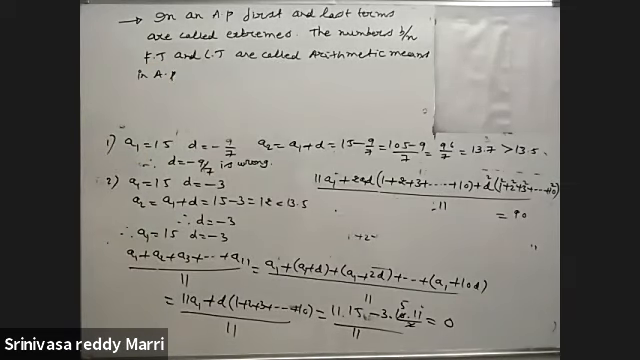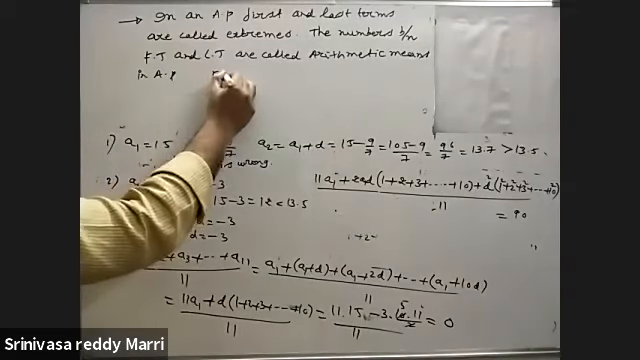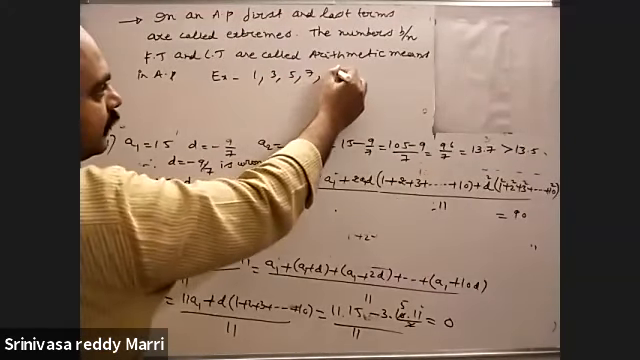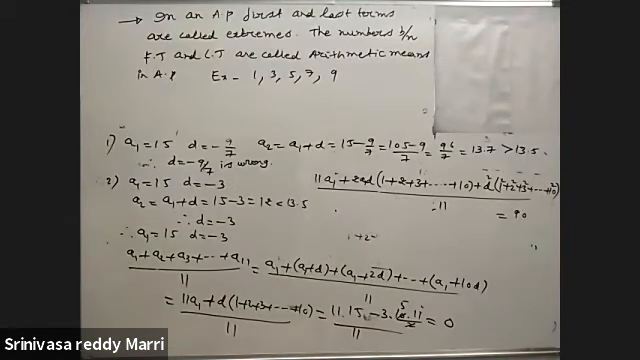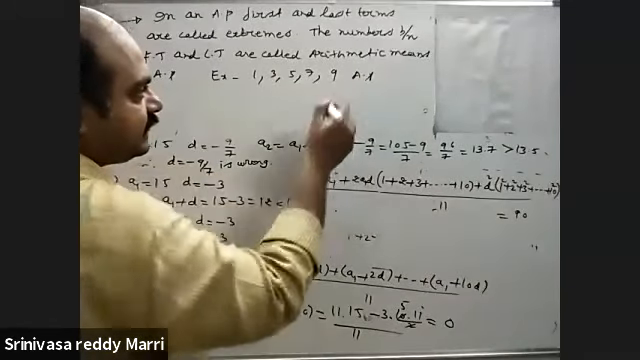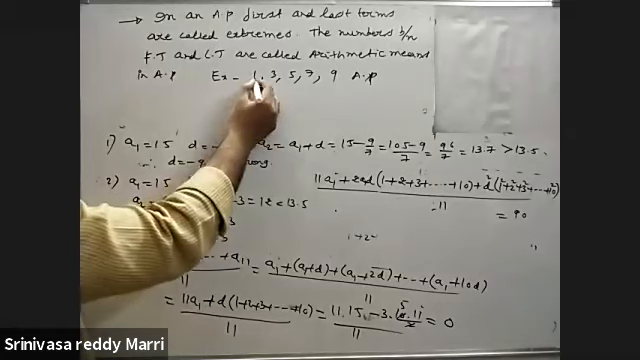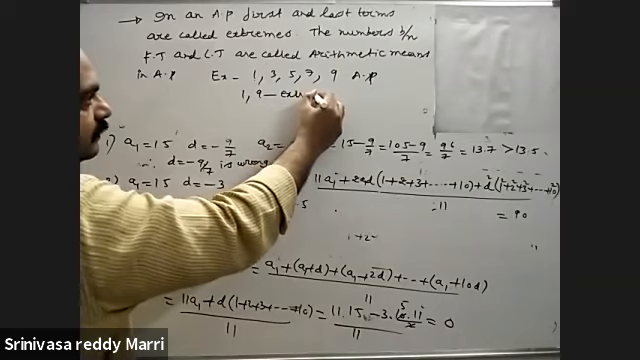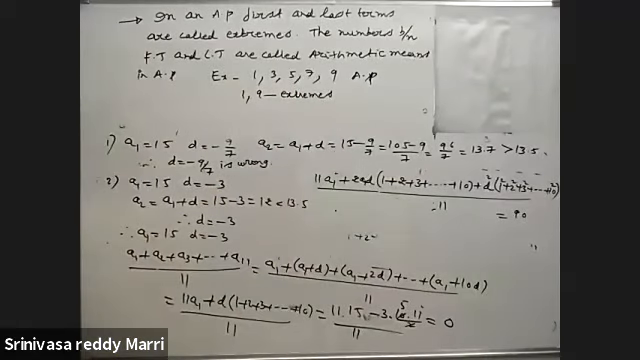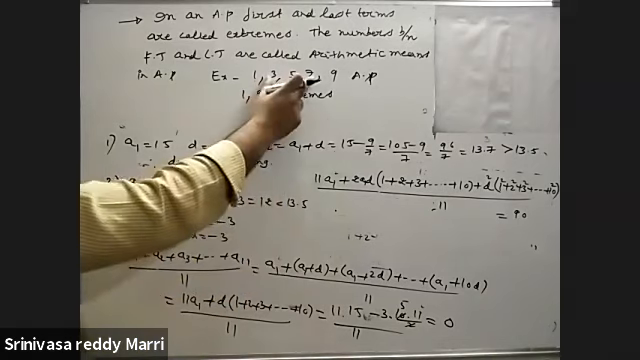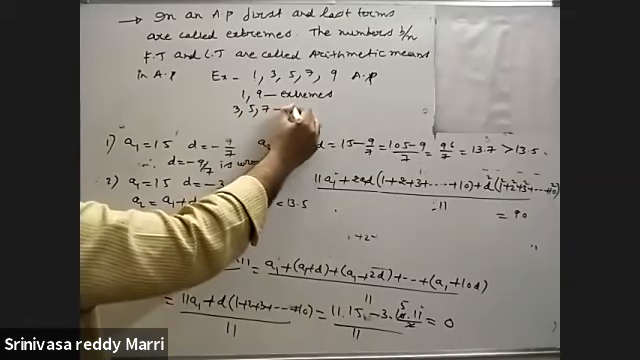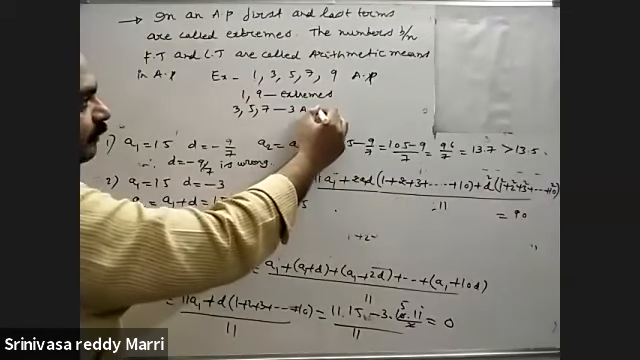Suppose, for example, let us take an AP: 1, 3, 5, 7, 9. These are the 5 terms in AP. Are these forming an AP or not? These are AP, definitely. So the first is 1 and the last is 9. These are called extremes. Between 1 and 9, how many terms are there? These are called 3 AMs.